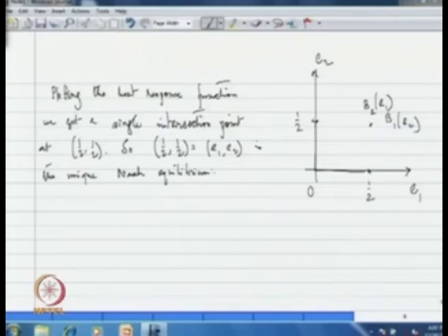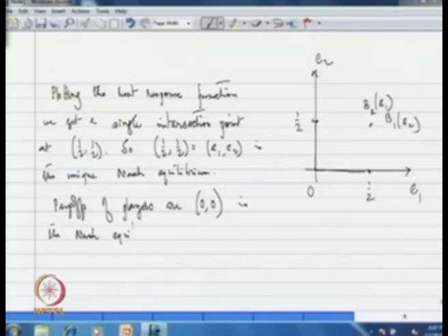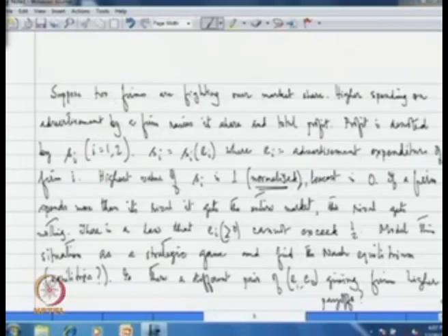Interestingly, the payoff of the two players are 0. Because both are choosing their highest possible advertisement expenditures and the market is getting shared and the payoff is becoming half minus half, therefore, 0. Is there any other pair which gives the players better payoff than the Nash equilibrium payoff? Is there a different pair E1, E2 giving the firms higher payoff?